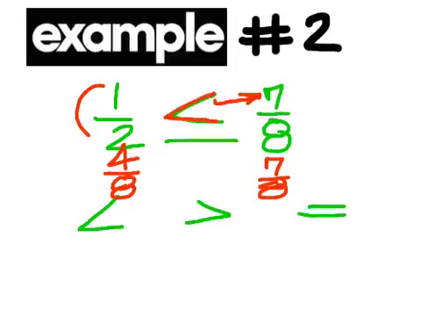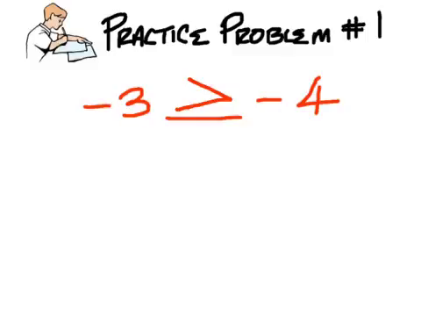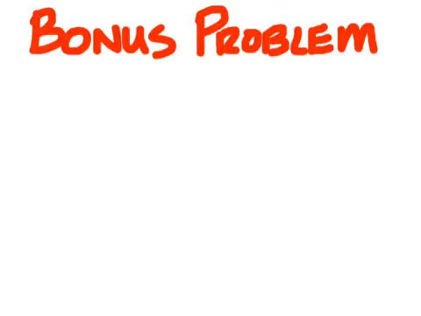And the way it's written, you would have to say less than, because the less than number is on the left. Try this one and bring it up. Negative 3 is what in comparison to negative 4? Solution to the practice problem is that negative 3 is greater than negative 4. The bonus problem is negative 3 is what in comparison to 10? Everybody had that right. The answer is less than.